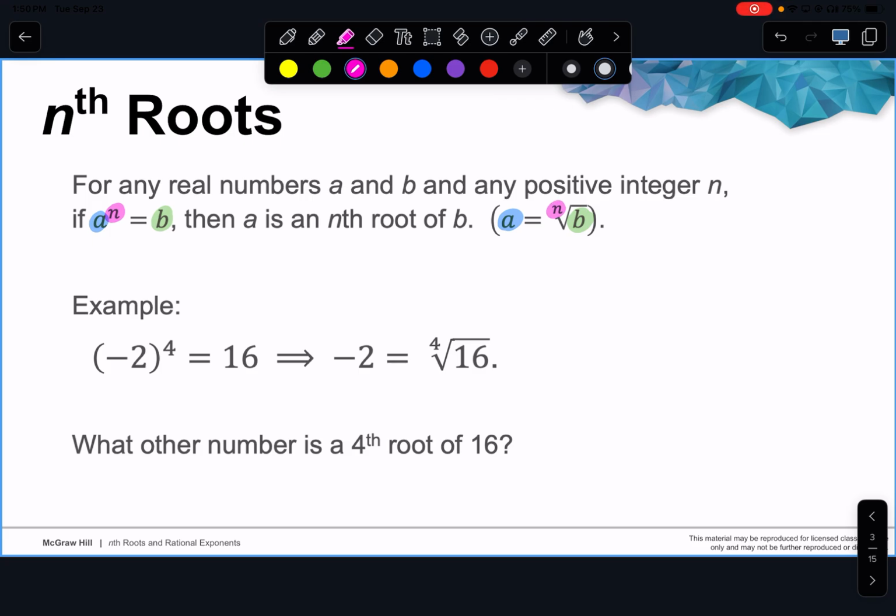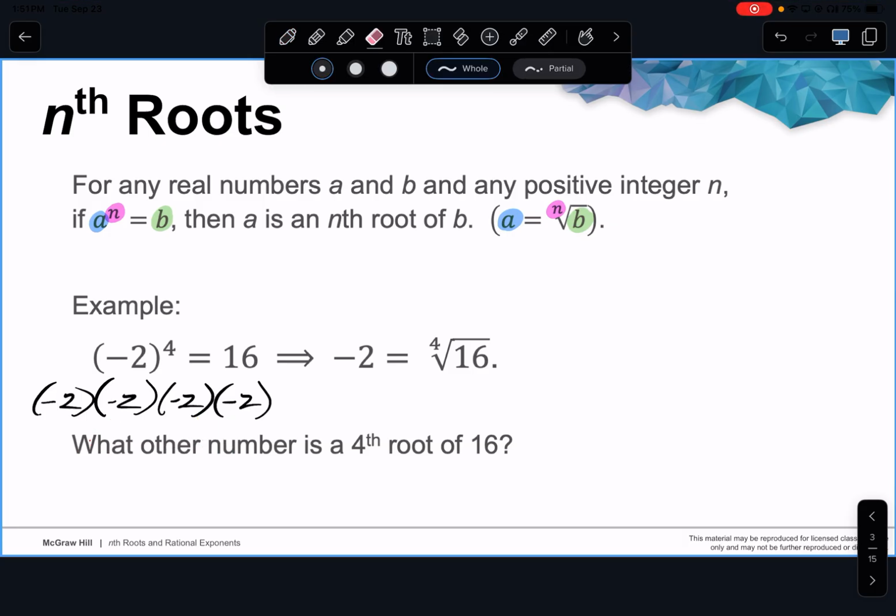Another way to think about this is a concrete example here. If we have negative 2 to the 4th, what that looks like if we stretch it out is like that. You guys agree that that would equal 16? Yeah, because negative 2 times negative 2 is going to give us a positive 4, right? So then we end up with 4 times 4, which is 16. So what this would mean if we were going to put this into words, we would say that negative 2 is a 4th root of 16, because negative 2 times negative 2 times negative 2 times negative 2 equals 16. It is a 4th root.